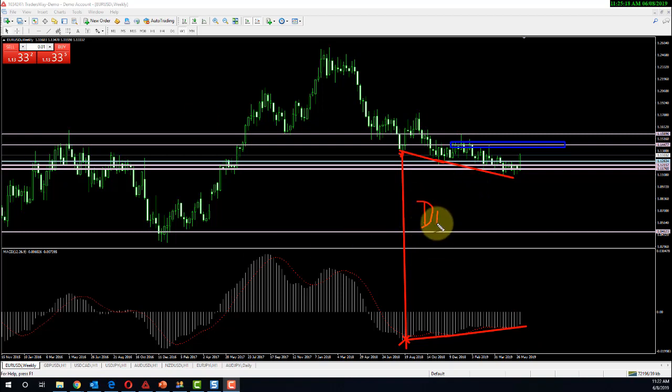So let me see if I can write that there. So we got divergence. And this is considered to be a bullish divergence. Okay? So we got a bullish divergence here where we're expecting the market to continue rallying back into these levels of resistance at some point. All right, now let's head down to the smaller time frame.